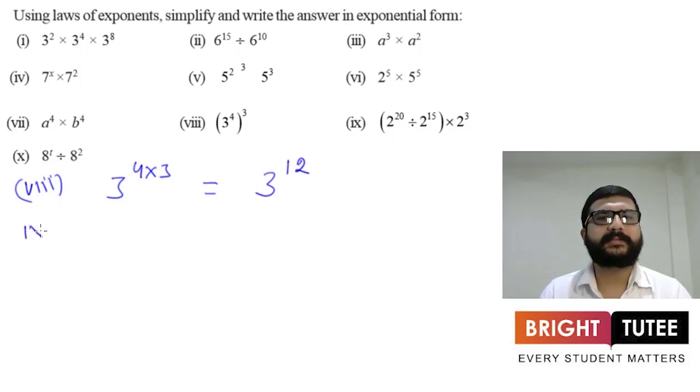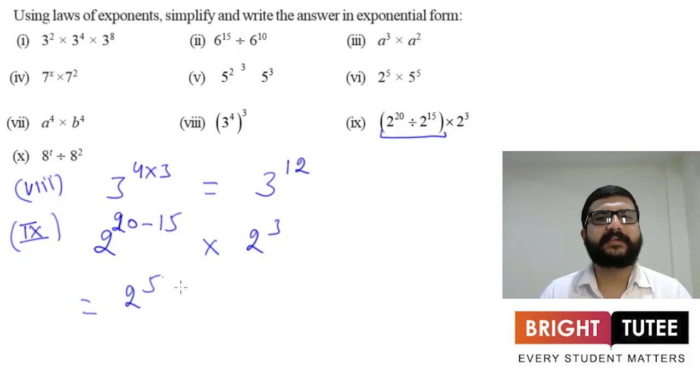Now the 9th part, it is 2 to the power 20 divided by 2 to the power 15 into 2 to the power 3. So first of all, here we are dividing two powers with same base. So this will give us same base and powers will be subtracted, that is exponents are subtracted, 20 minus 15, and then into 2 to the power 3. Now by simplifying this, we will get 2 to the power 20 minus 15, this is 5, into 2 to the power 3.